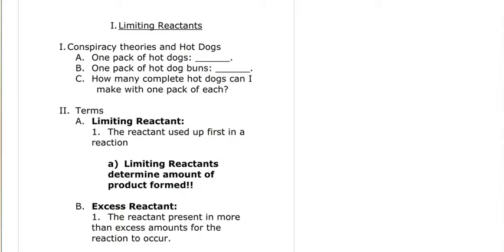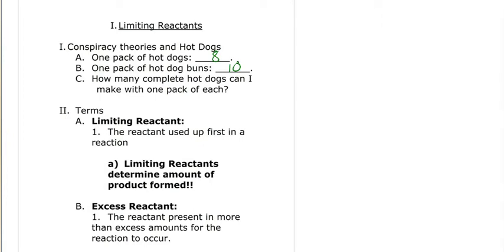So, first off, have you ever heard about the conspiracy theory about hot dogs and buns? If you have ever looked, a typical pack of hot dogs contains about 8 hot dogs. Of course, you want some hot dog buns to go along with that, and one pack of hot dog buns usually contains about 10 buns. Do you see a problem there?